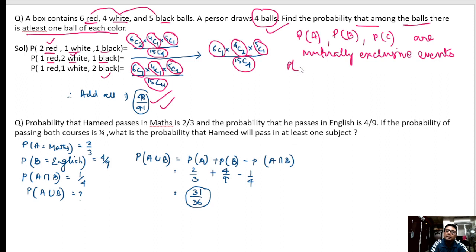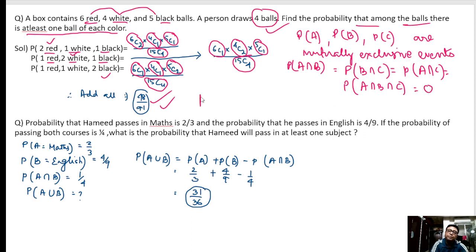So I can write P A intersection B, P B intersection C, P A intersection C and P A intersection B intersection C should all give me 0. So P A union B union C should be only PA plus PB plus PC. So we will add all the 3 options and we get the answer.